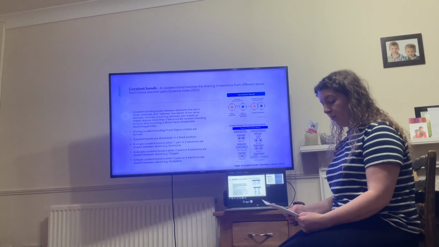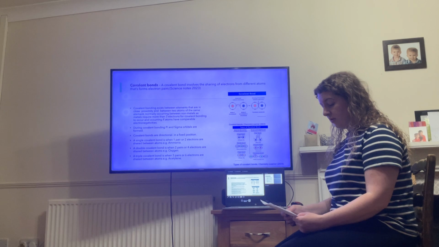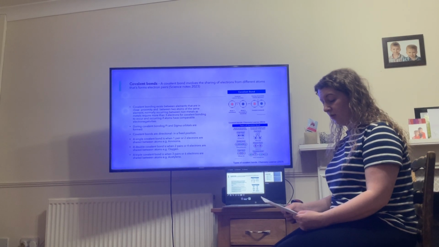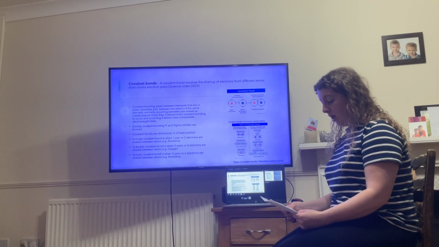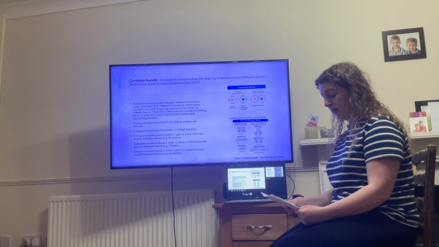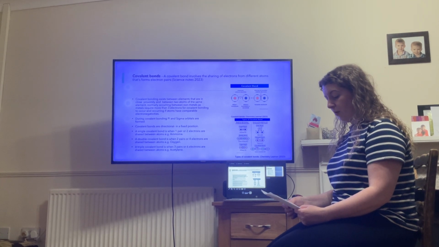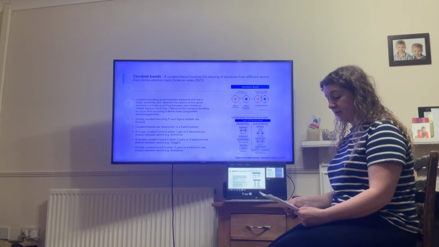A single covalent bond is when one pair or 2 electrons are shared between atoms. The notation for a single covalent bond is a single dash between atoms. A double covalent bond is when two pairs of electrons or four electrons are shared between atoms. Notation is a double dash. A double covalent bond consists of a pi and a sigma bond.